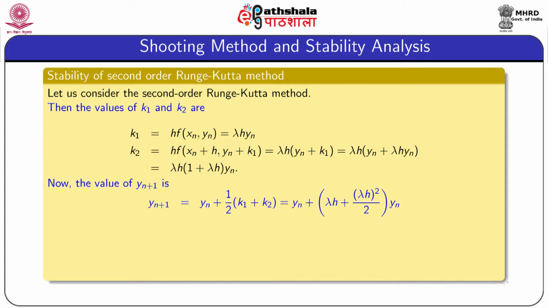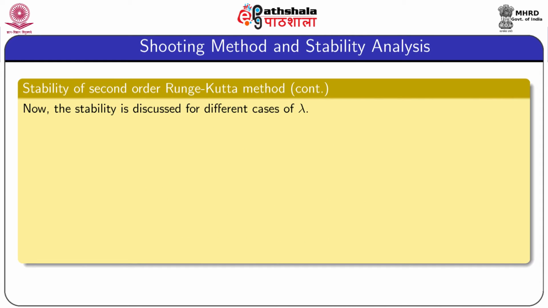Using these values, yn plus 1 is yn plus half of k1 plus k2, equal to yn plus lambda h whole to the power 2 by 2 whole into yn. After simplification, it is equal to sigma into yn, where sigma equal to 1 plus lambda h plus lambda h whole to the power 2 by 2. So, this is the value of sigma, and for stability the absolute value of sigma should be less than or equal to 1. Now, we consider different values of lambda.